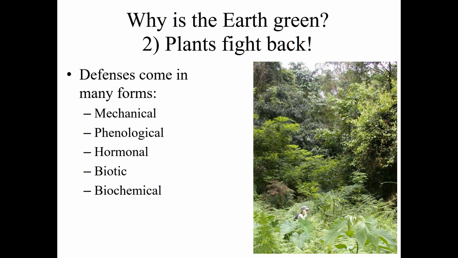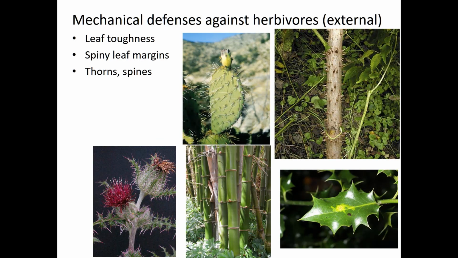So another reason why plants are green and thriving and do well is because they actually fight back. Plants have defenses against these herbivores, just like they've got lots of defenses against pathogens. These defenses can come in lots of different forms. They can be mechanical, phenological, hormonal, biotic, and biochemical. Let's talk about these in order. The first one is mechanical defenses. Typically, these can be broken down into external and internal mechanical defenses. Let's talk about the external ones first.